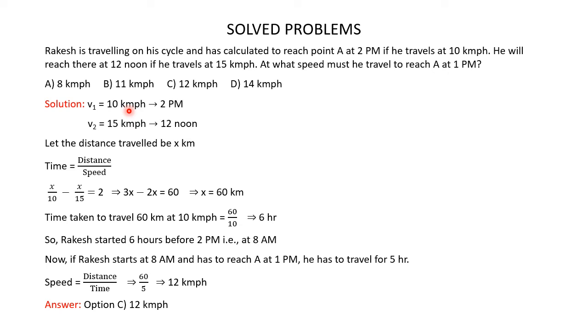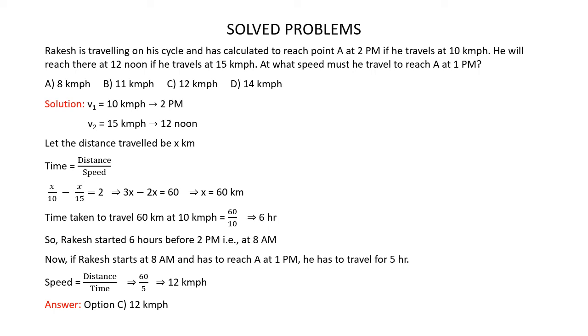So the time taken is x by 10 hours. In the second instance, Rakesh travels x kilometers at 15 kilometers per hour. So the time taken here is x divided by 15 hours. Now the difference in these two timings is 2 hours. So x by 10 minus x by 15 is equal to 2. On solving this, we get x is equal to 60 kilometers. So the distance traveled by Rakesh is 60 kilometers.